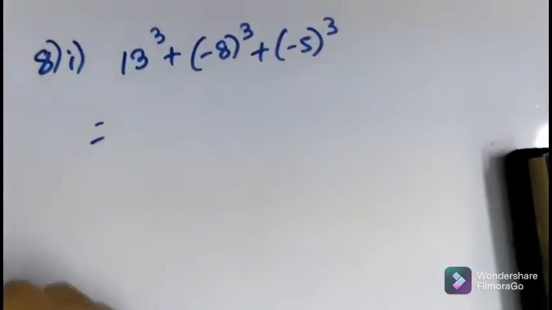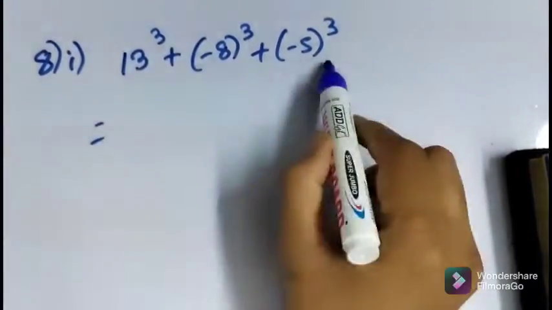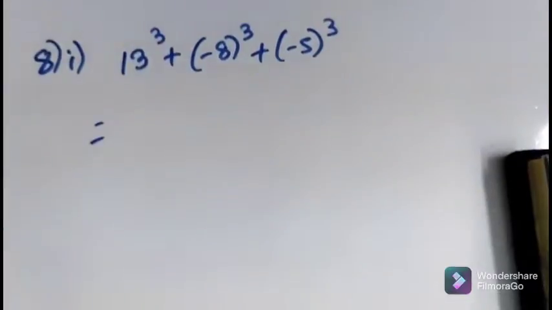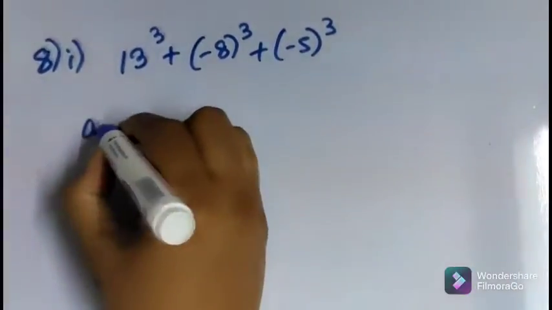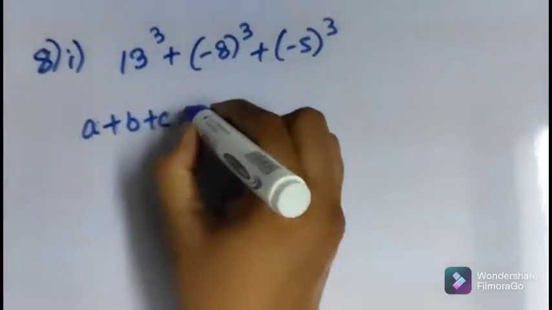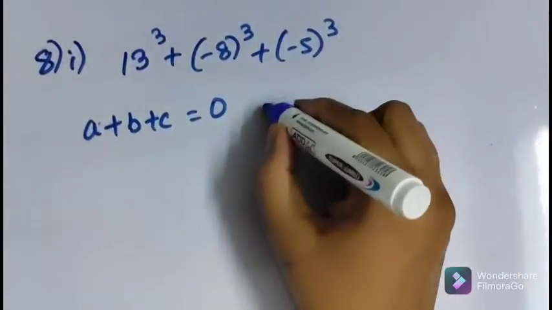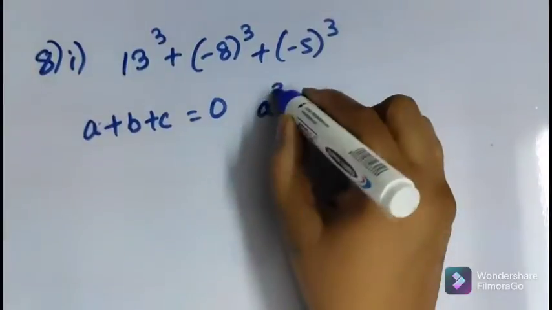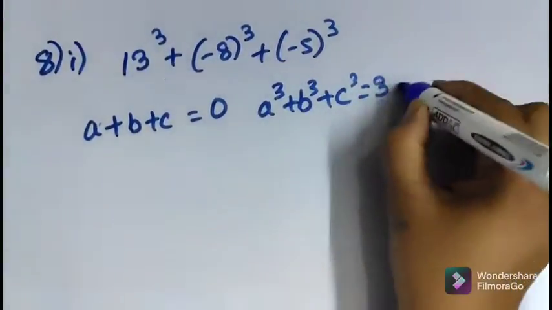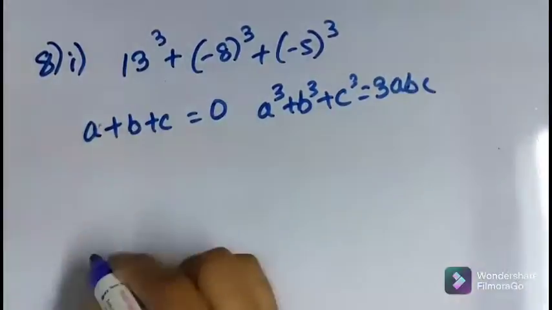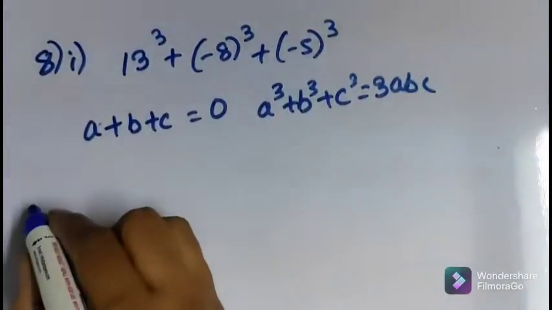Let's do the 8th main first question now. We are supposed to evaluate this using this property. The property says if a plus b plus c is equal to 0, then a cube plus b cube plus c cube is equal to 3abc. So we'll use this identity to evaluate this.